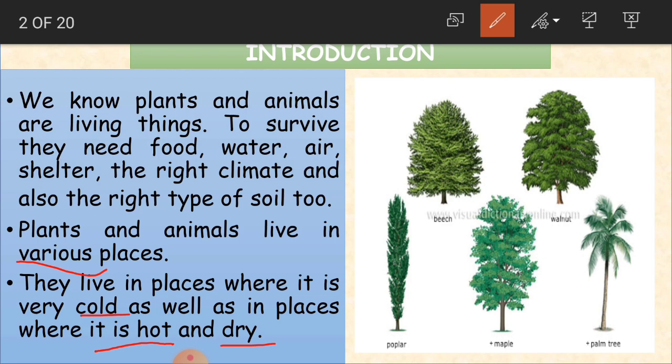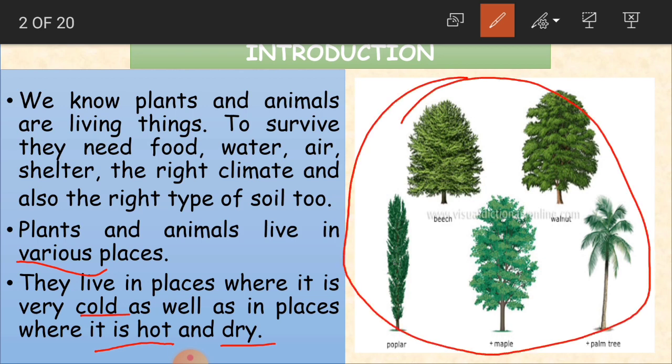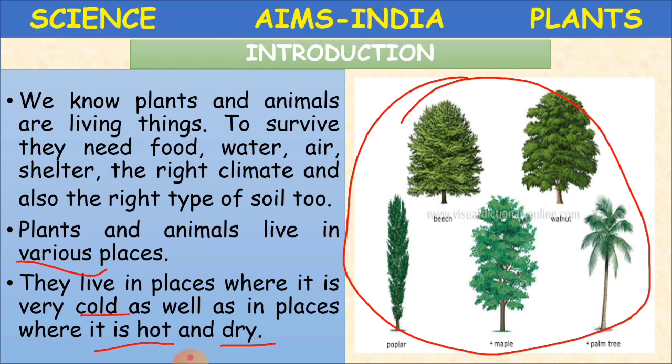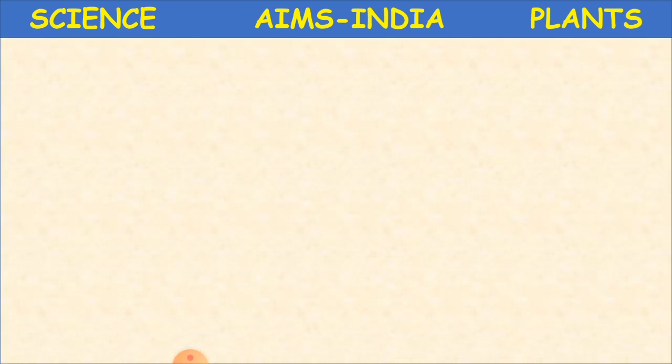Even if you see the diagram here, children, you have got different types of plants. These plants grow in different types of areas, so we learn how it is. Clear, children?